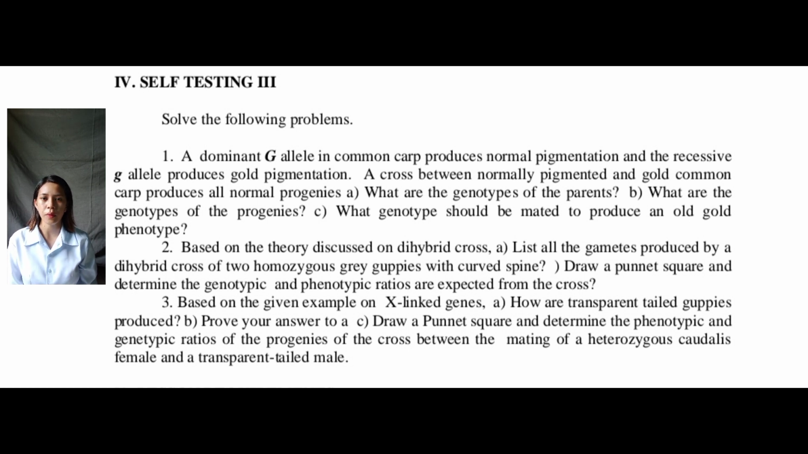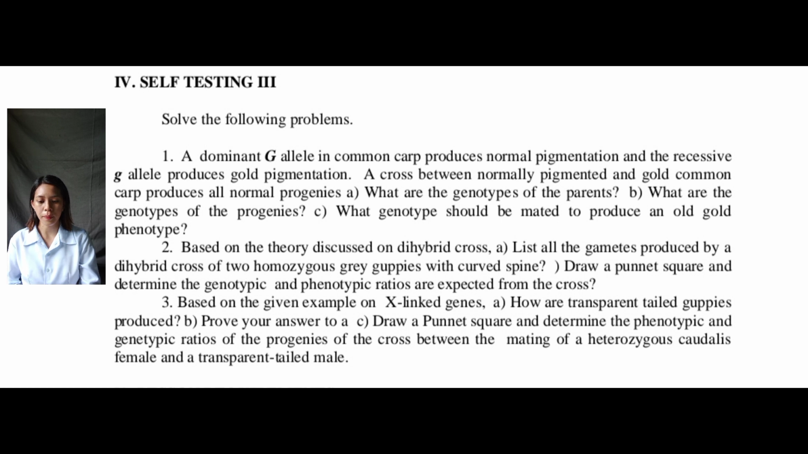Letter A from question number 1. What are the genotypes of the parents? My answer is each parent contributes one allele to each of its offspring. Thus, in this cross, all offspring will have the Gg genotype. Letter B. What are the genotypes of the progenies?